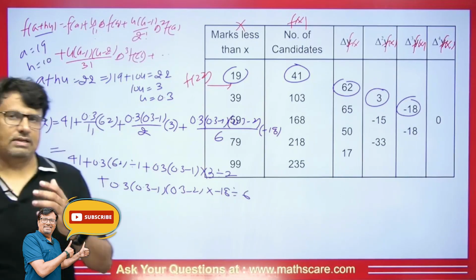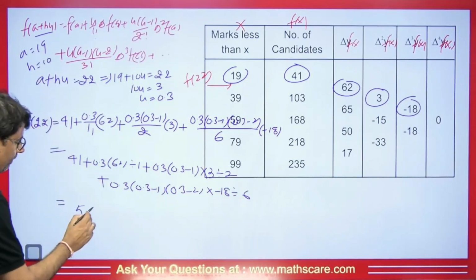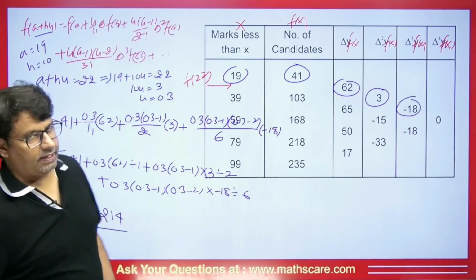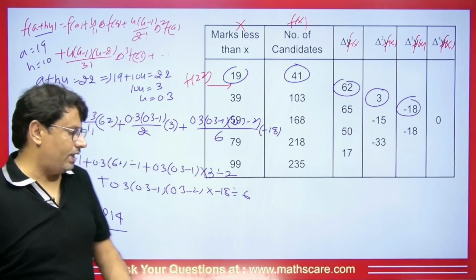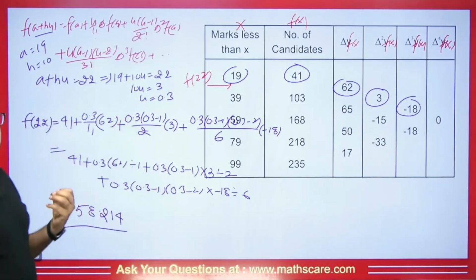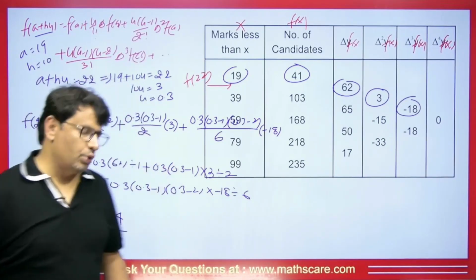So you will get the answer here. Students, when you solve this using the calculator, the answer that you will get will be 58.214. This will be the answer you will get. So all those students whose score is less than 22 will be approximately 58 students. It cannot be in points, so we have 58.